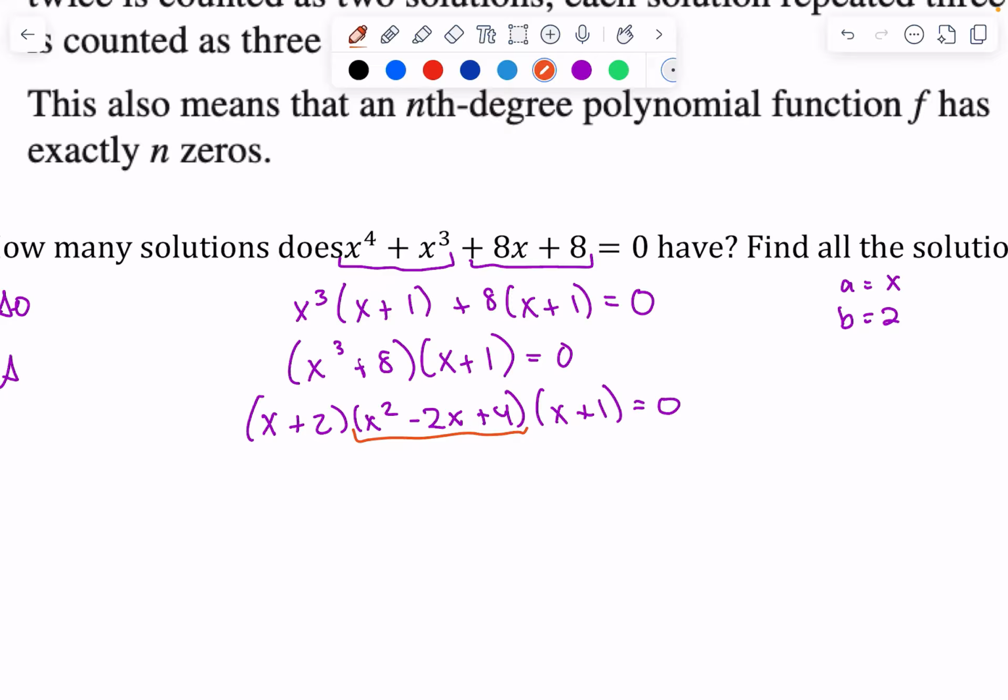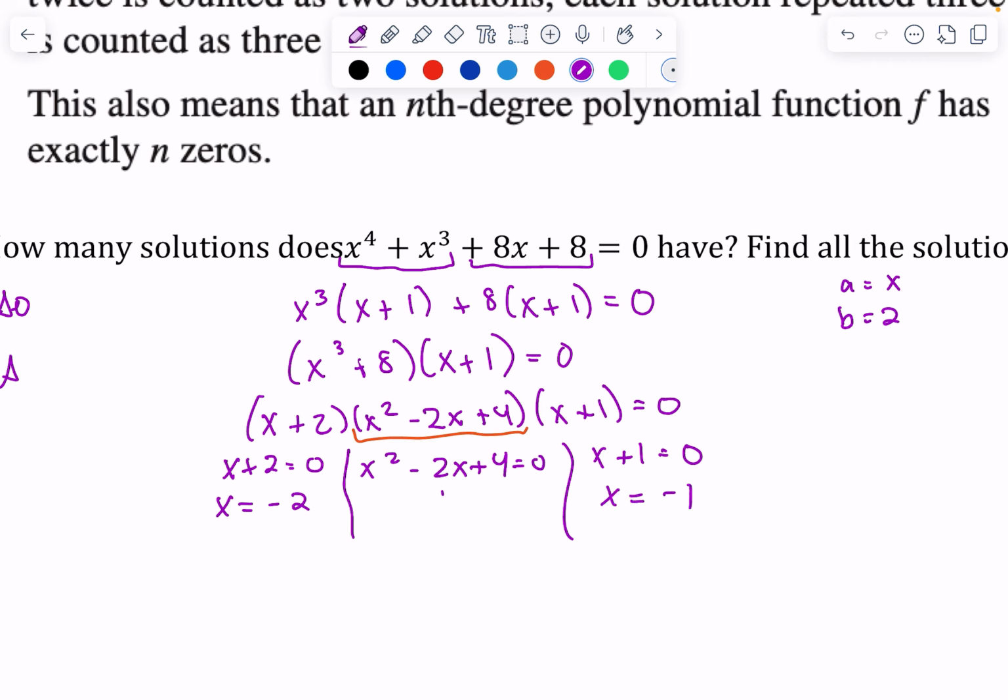So now I'm going to take this and set each factor equal to 0. So that means we have x plus 2 equals 0, x squared minus 2x plus 4 equals 0, and x plus 1 equals 0. Now, the first and the last one are easy. That's just negative 2. That's just negative 1. What do I do here? Well, just because it's not factorable doesn't mean I can't do anything with it. I can look at this as a quadratic equation, and I can try solving it using some of our other methods.